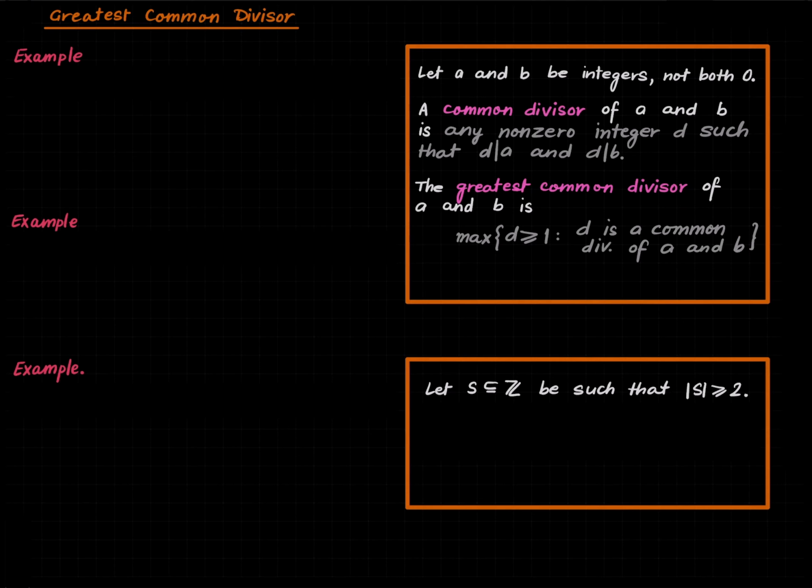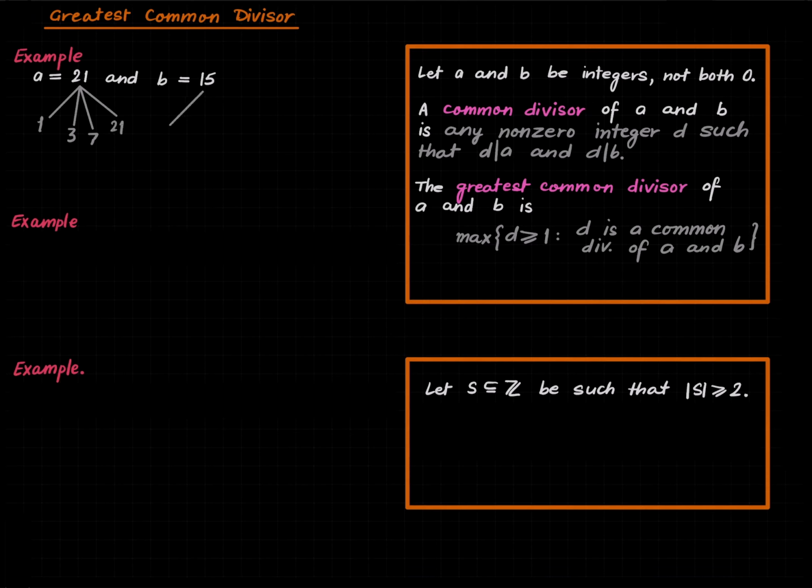So let's look at an example. It's a very simple definition, but let's look at an example. So we have two positive integers a and b. We want to find out its greatest common divisor. So just list out all the common divisors. What are the divisors of 21? 21 has 4 divisors, I think. 1, 3, 7, and 21. These are the 4 divisors of 21.